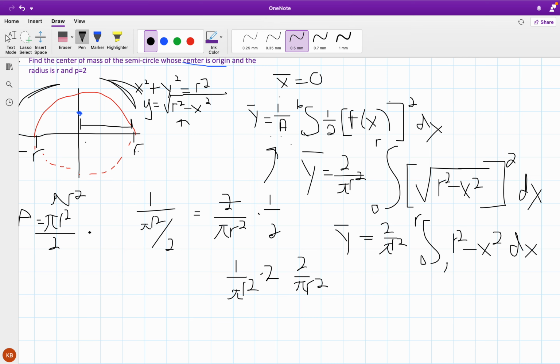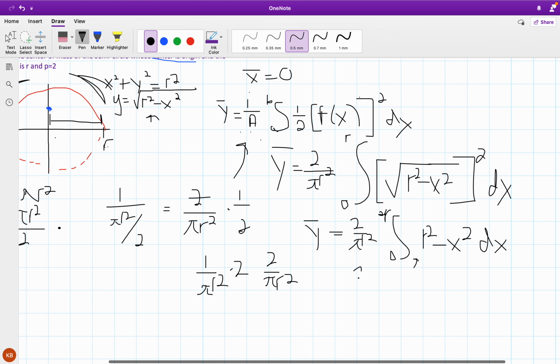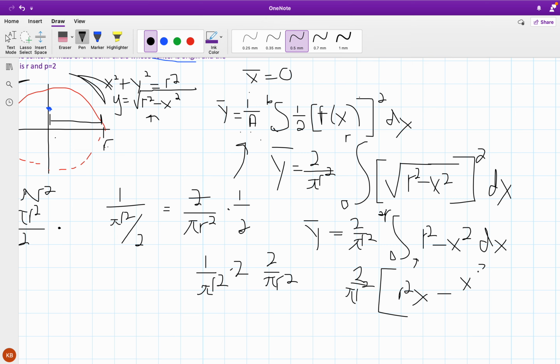Now keep in mind, r is a constant. It's a variable, yes, but it's representing a regular number. So it's going to be the same as if we had the number 10 there. When we integrate, I'm just going to write the constant so we do not forget about it. It's just going to be r squared x, the same way as if it were a number. Minus the integration of x squared, which is x cubed over 3. And the bounds we're using are r and 0.